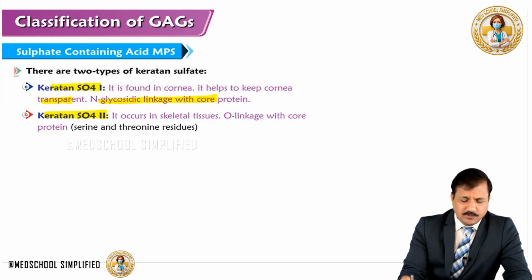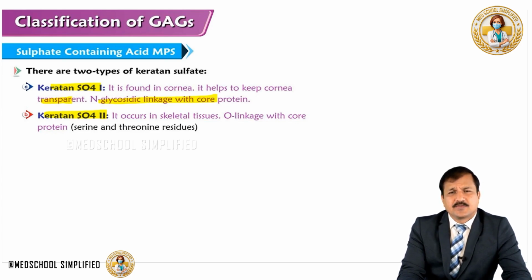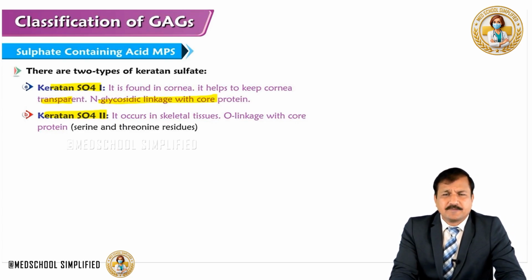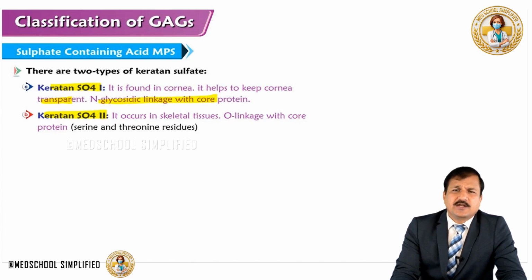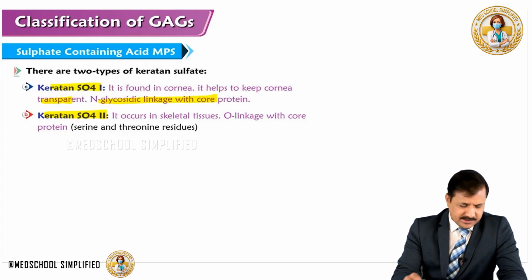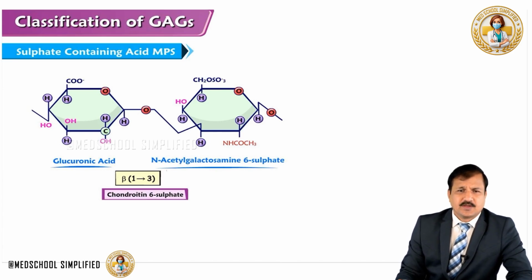Keratan sulfate 2 occurs in skeletal tissues, and the linkage here is an O linkage, just like any other glycosaminoglycans linking with the core protein. So the speciality of linkage is only with keratan sulfate type 1, which uses N linkage. Remember that point. Now coming to chondroitin 6 sulfate.